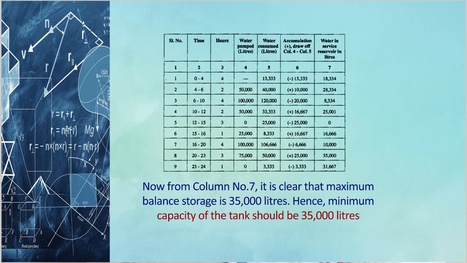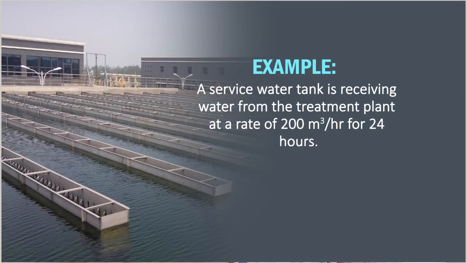Now from column 7, it is clear that the maximum balance storage is 35,000 liters. Hence the minimum capacity of the tank should be 35,000 liters. This is the answer.